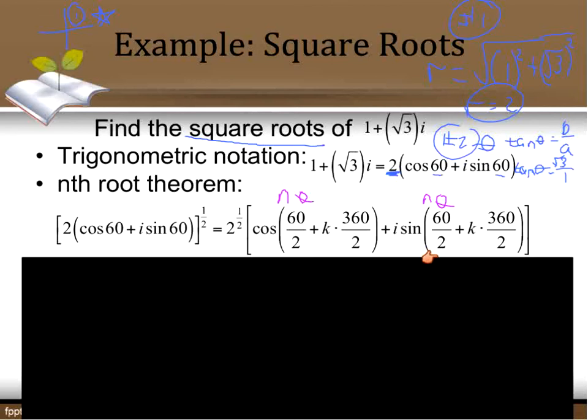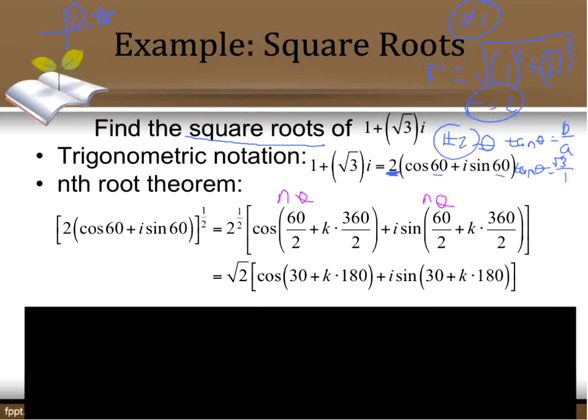So what we're going to do next is we're just going to simplify this. 60 divided by 2 gives us 30. 360 divided by 2 is 180. So again, we're just simplifying here. Instead of saying 2 to the 1/2, they're just writing it as square root of 2. They're just changing the format because it's the same thing. We're allowed to do that.